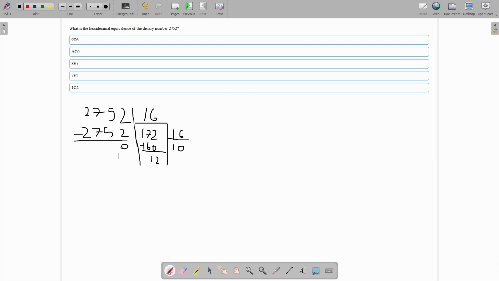Now, similar to binary, you start from here, and you write right to left. So you write 0, 12, 10. But this is hexadecimal. Hexadecimal doesn't have 10 or 12, so you need to convert it to the proper letter. 10 is represented by the letter A, and 12 is represented by the letter C, and 0 is just 0. So the answer is AC0.